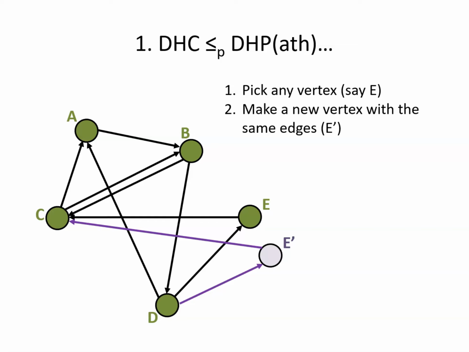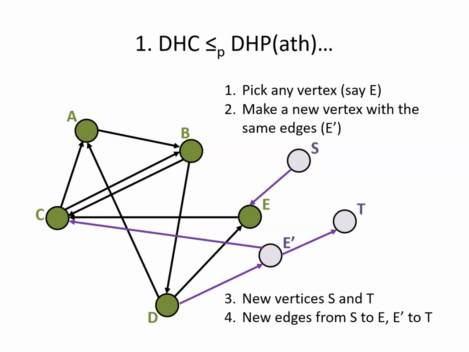We're then also going to introduce two other new vertices, S and T. S is going to be the intuitive starting point of our directed Hamiltonian path. So we'll have an edge from S to E, and then for our ending point T, we'll have an edge from E' to T. Intuitively, we want it so that if there is a directed Hamiltonian cycle in the original graph, that will correspond to a directed Hamiltonian path that starts at S and ends at T. If there is a directed Hamiltonian path in our new graph, we know that those have to be the endpoints. Otherwise, we wouldn't ever be able to reach S or T.